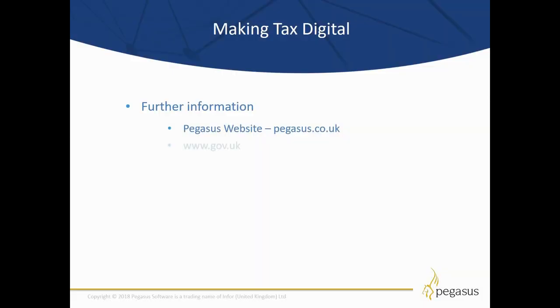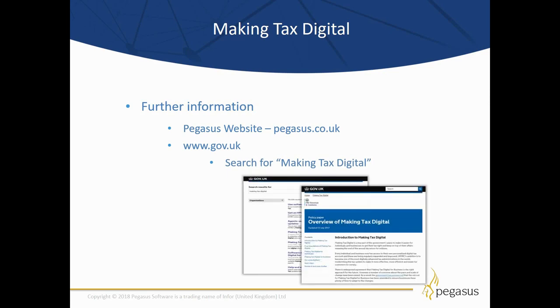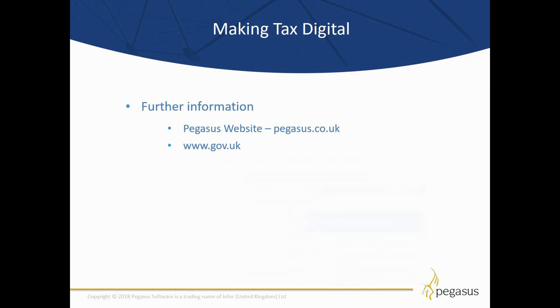Another place to look for information would be on the government website, so go to gov.uk and search for Making Tax Digital. There are many references on that website to Making Tax Digital, providing a whole perspective on the subject from what is being planned, why, how it is being rolled out, through to those who are affected, the timeline, and so on. And of course you could discuss this with your Pegasus partner.